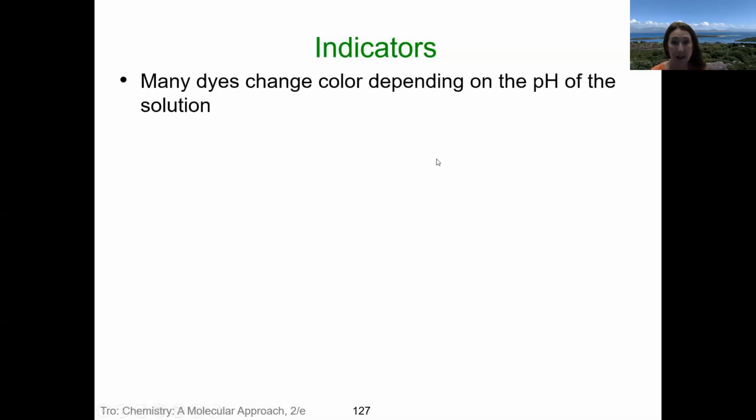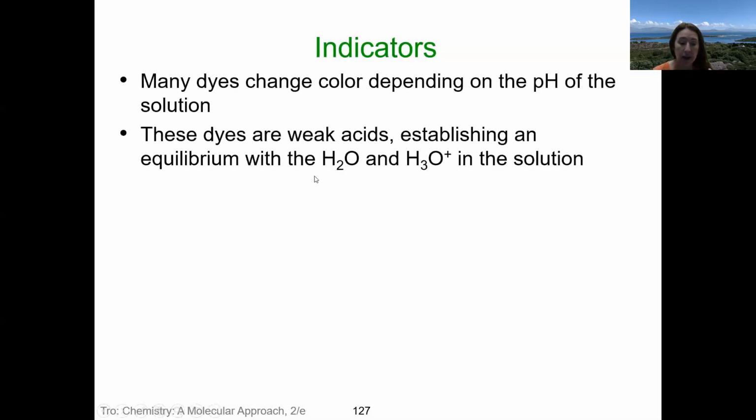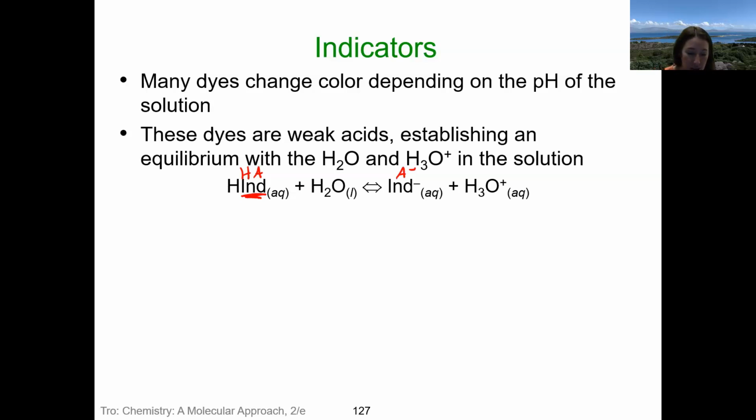A lot of dyes, which an indicator is just a dye, are just buffers. So they're just weak acids and their conjugate bases. The one we use is phenolphthalein, the one that turns pink at the end point. IND just means indicator. So it's just the weak acid and there's the conjugate base, and these are different colors. This is one color and this is a different color.